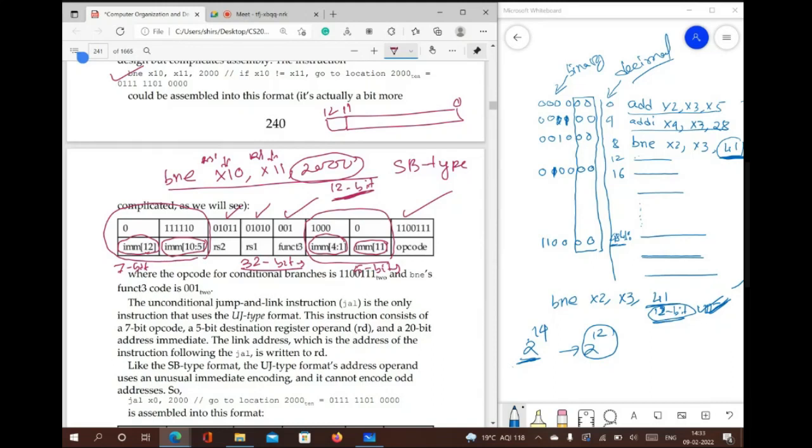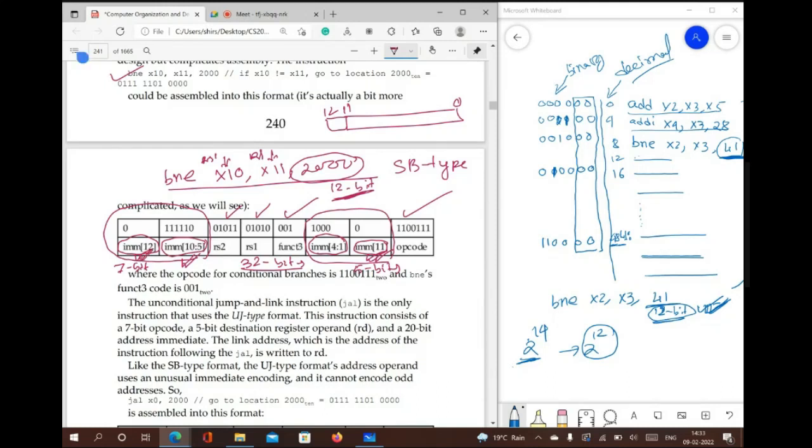The 12 bits are distributed like this: bits 1 to 4 are in this position, then bits 5 to 10 are in this position, and then bit 11 is here, just after the opcode, and bit number 12 is at the extreme left position.